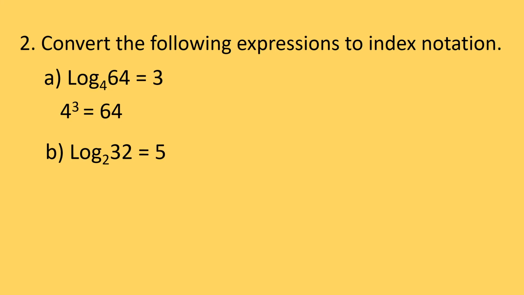Question B. Logarithm of 32 to base 2 equals to 5. We express this as 2 raised to 5 equals to 32, which can be written as 2 power 5 equals to 32. Question C. Logarithm of 243 to base 3 equals to 5. Here we write 3 raised to power 5 equals to 243.